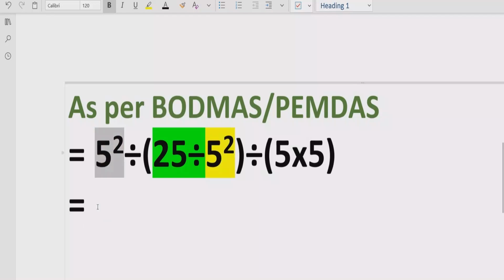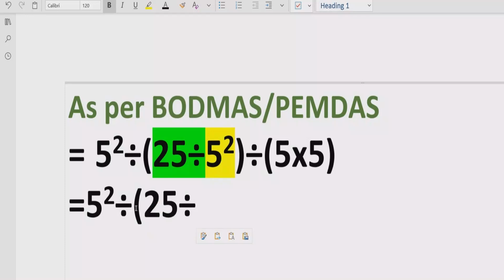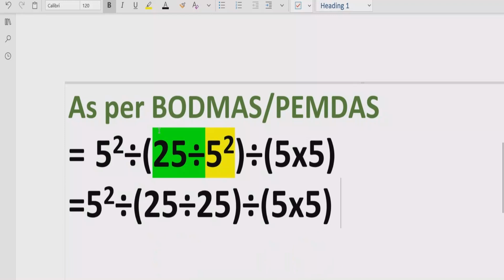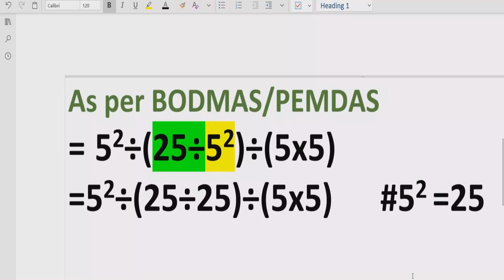So we will write like 25 divided by 5 raised to power 2, equals to 25. 5 raised to power 2 means 5 multiplied by 5, which is equals to 25. And divided by again 5 multiplied by 5, we will write here as it is. And here we have to give the reference 5 raised to power 2 equals 25. Now move forward. Step number 1, we have to solve again. We have a bracket. So we have to solve this one, which is 25 divided by 25.